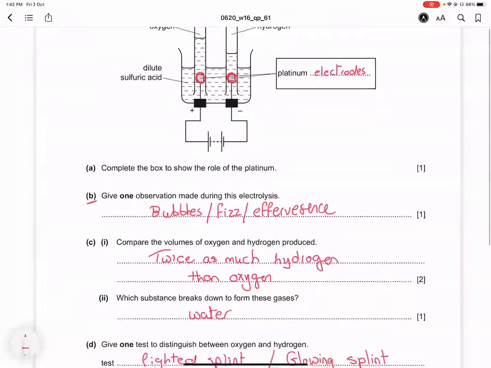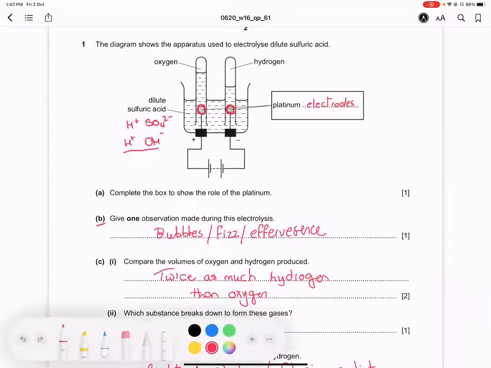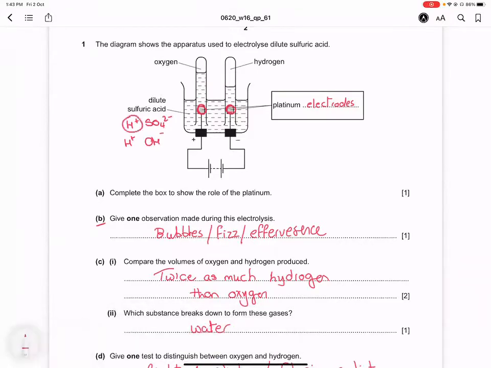B, give one observation made during this electrolysis. Dilute sulfuric acid means that we have hydrogen ions, sulfate ions, and OH ions. Both of these come from water, okay? What will be produced at the cathode? Hydrogen ions will discharge at the cathode as hydrogen gas. While at the anode, OH ions will go and produce water plus oxygen gas, which means a sure observation is that we will see bubbles or fizz or effervescence at any of the electrodes. So the observation is bubbles, fizz, or effervescence.